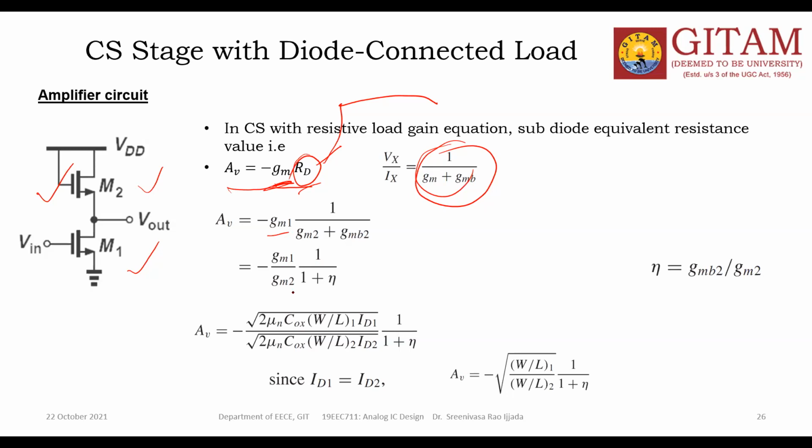Now this gm1 is multiplied with this one, so I can write this as gm1 by gm2 into 1 by 1 plus eta. The eta is nothing but gmb2 by gm2. If you multiply and divide by gm2, you will get this. So the equation, minus gm1 multiplied by 1 by gm2 plus gmb2, can be written as gm1 by gm2 into 1 by 1 plus eta, where eta is gmb2 by gm2.